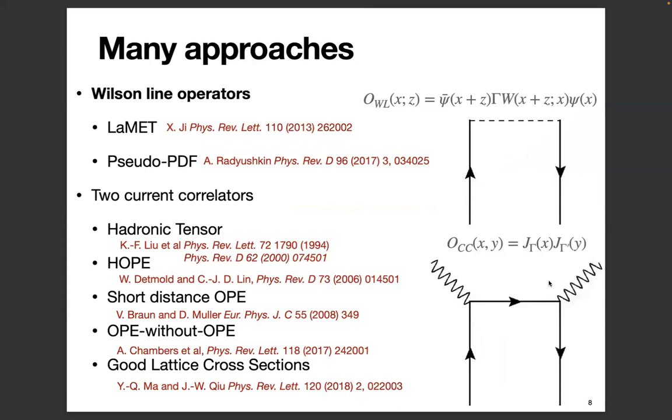All right. So many things you could do, and they fall into two real classes of observables. The one which Xiangdong Ji proposed was these Wilson line observables, which really look like your PDF definition. And then there are other ones which are related to matrix elements of two currents. Depending on how you treat those two currents, and which currents you're using, is what really distinguishes all of these various approaches.